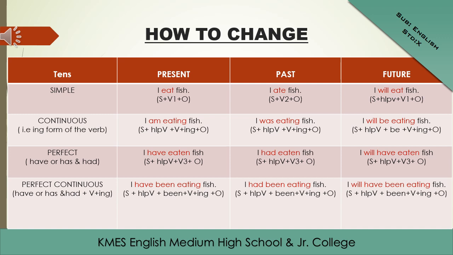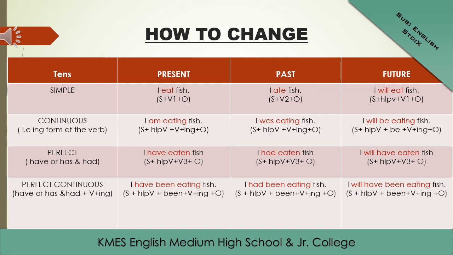First we will take simple tense, simple present, simple past and simple future. I have taken a very simple sentence, that is I eat fish. In this sentence, I is the subject, eat is the verb which is in the first form and fish is the object. Now if we have to change it into past tense, that is simple past, we will only change the tense of the verb.